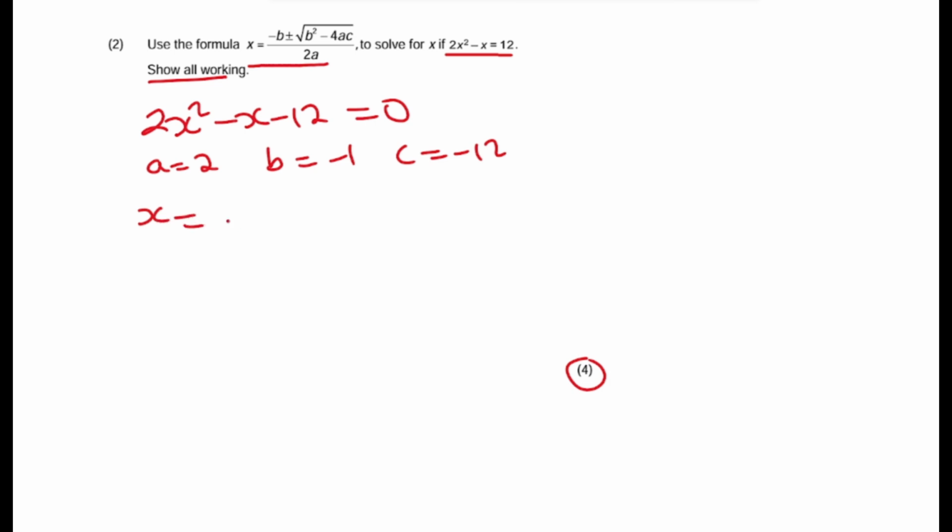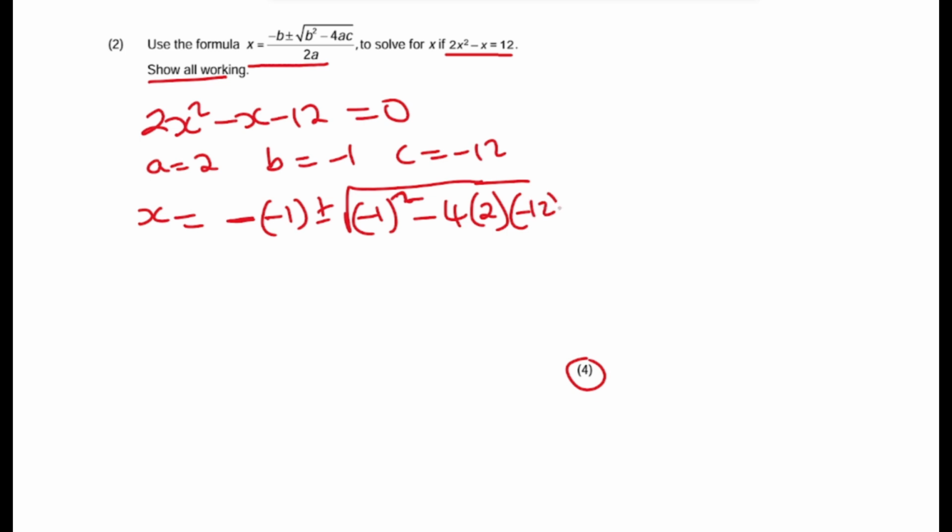x is equal to minus negative 1, plus or minus the square root of negative 1 squared, minus 4, and then what is our a? 2, and then what is our c? Negative 12, like that. And then all this divided by 2 times our a, which is 2. We can put this in the calculator straight away. We don't need to do anything else. Just put this whole thing in the calculator.